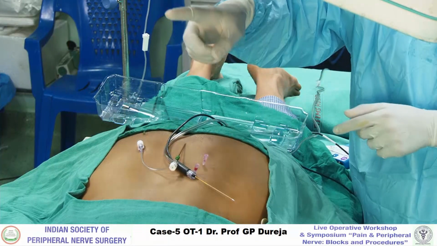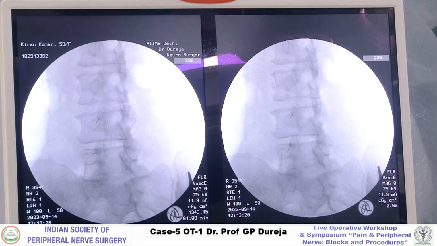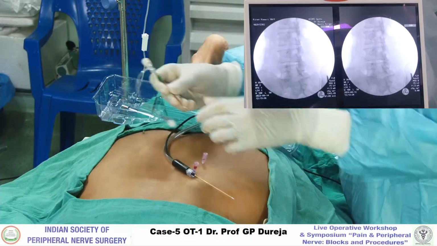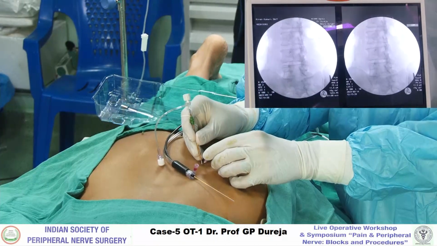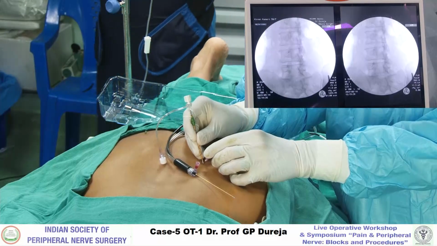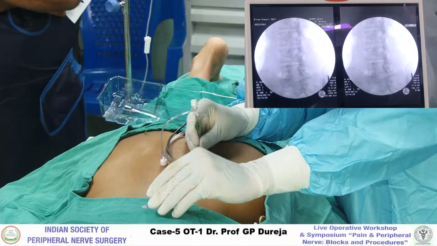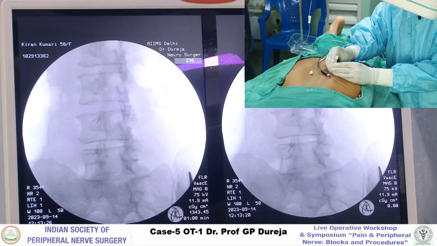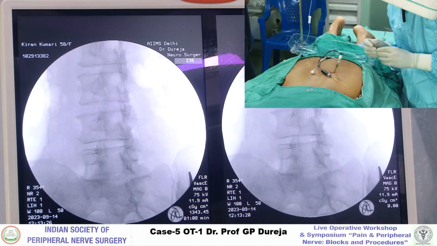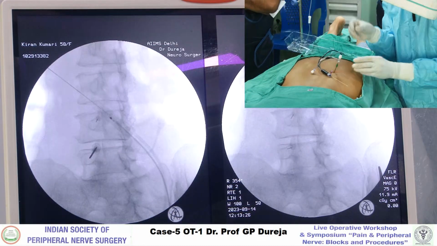Okay, sir. So you can already see on the image that we have given some local anesthetic at the eye of the Scotty dog. Since we are using a 17 gauge needle for cooled RF, we have given this local anesthetic so that the patient does not experience pain because of the thick bore needle. And then we will be directing our needle to the eye of the Scotty dog.